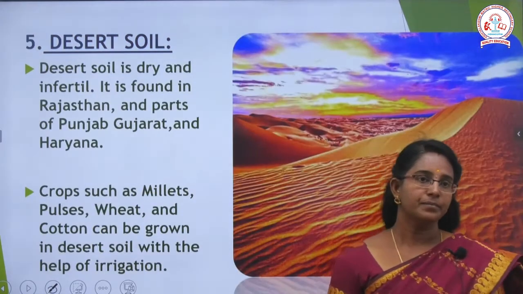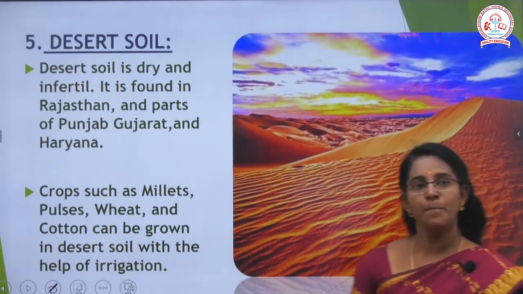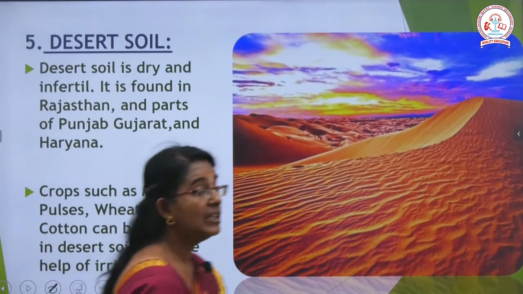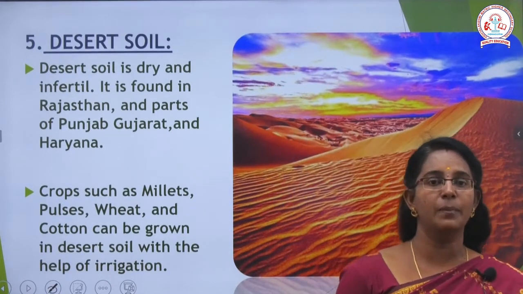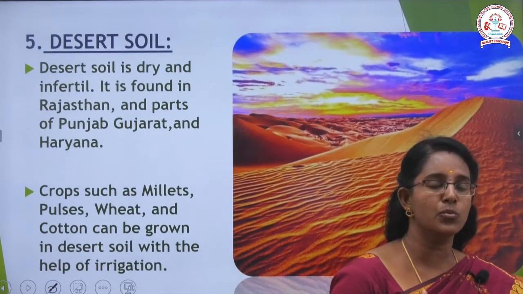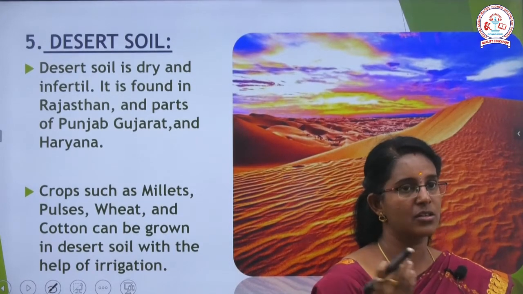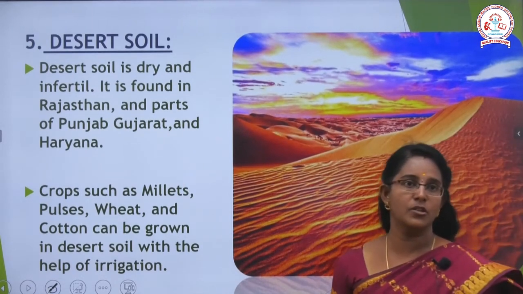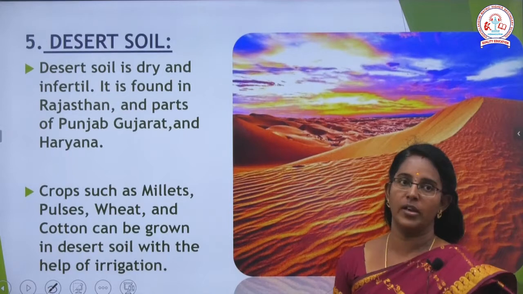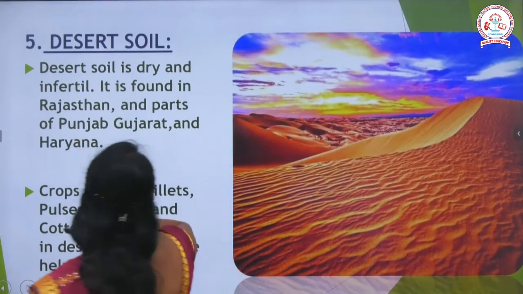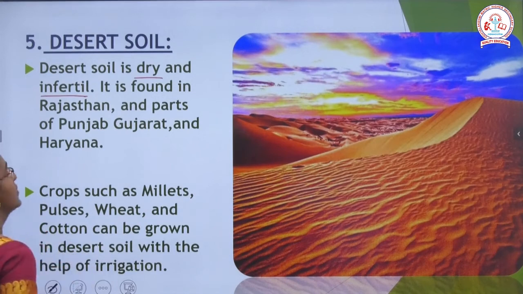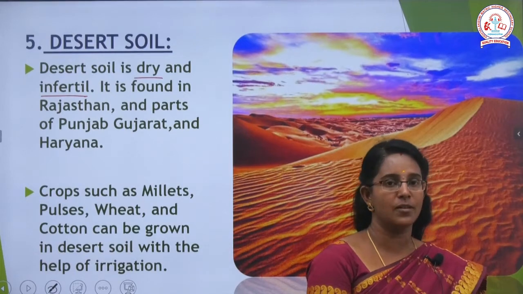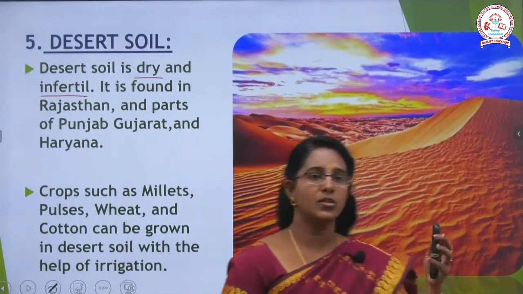Next, desert soil. Yes, see this picture, it looks very nice, but it is a very dry place. No kind of plants will grow because the sun is very hot. The soil is not very fertile because the place is very dry and very hot, that is called a desert. That soil is called desert soil. To explain once again, desert soil is dry and infertile, so it is not suitable for growing other crops, because the soil is very dry.